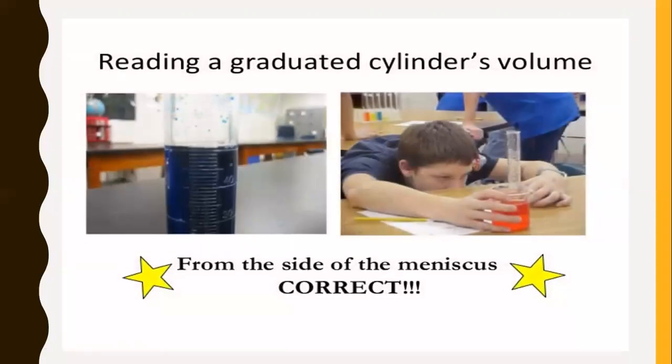What you have to do is read the volume of the liquid from the side of the meniscus, which is the correct way. In this picture, you can see that a boy is leveling his eye with the meniscus level, so that now in this position, he can measure the correct volume of the liquid.